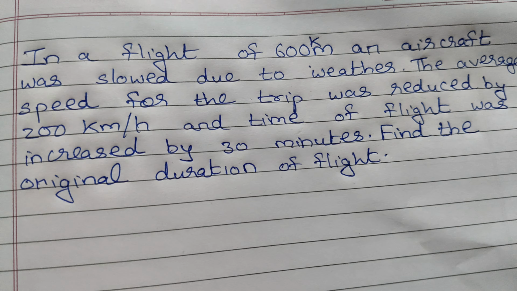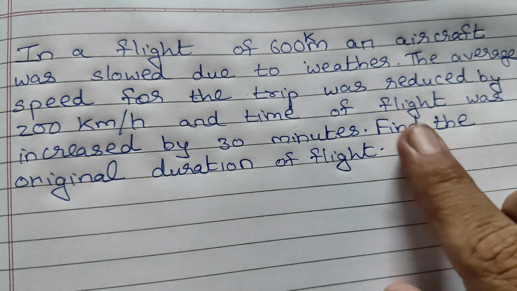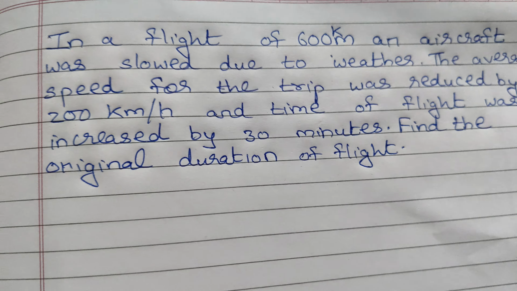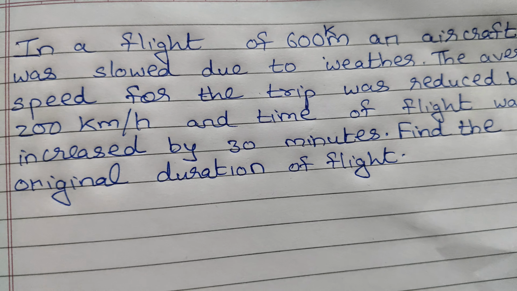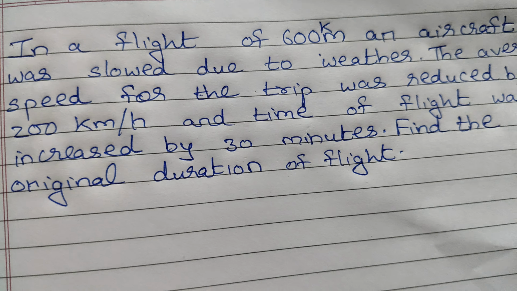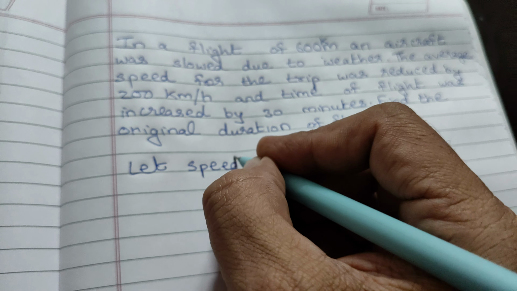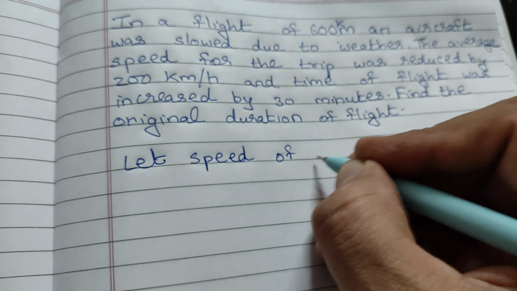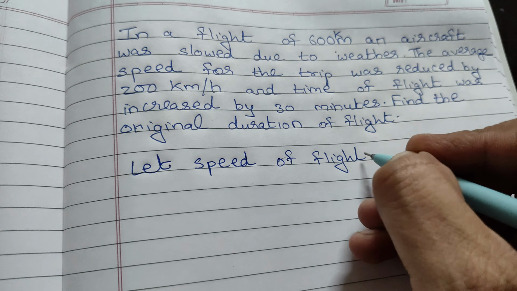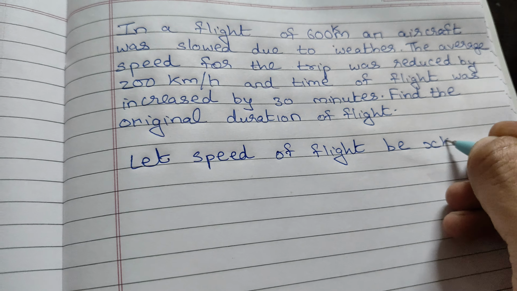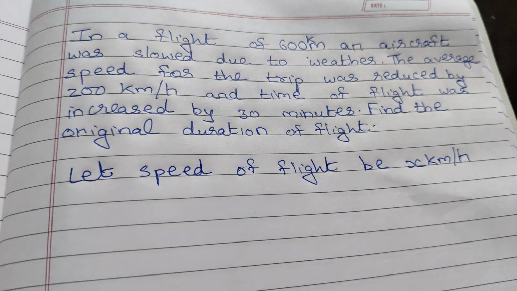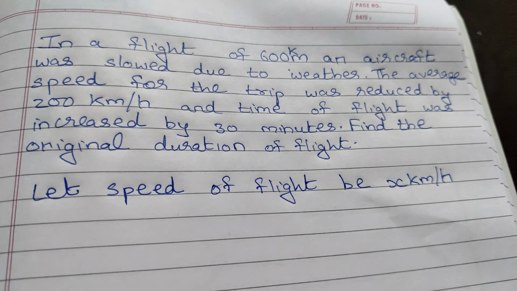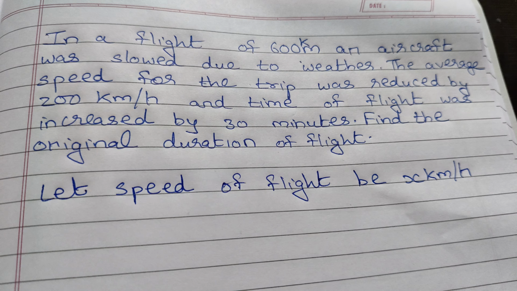So students, in this particular sum, we need to find the original duration of the flight, right? So duration means the time taken. So how much is the original time taken by the flight? So let me begin with supposing that the original speed of the flight be x kilometers per hour, right? So this is the routine speed of the flight, suppose it to be x.